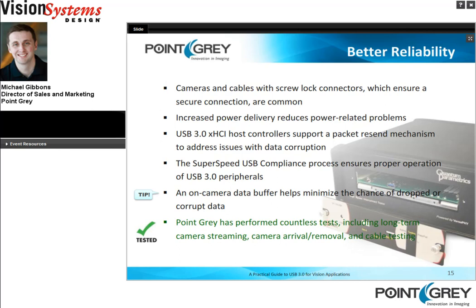The actual SuperSpeed USB compliance process itself ensures proper operation of peripherals. So cables, hubs, those kinds of things, they all go through this compliance process to make sure that they adhere to the USB 3.0 specification. One small tip: on-camera data buffers help minimize the chance of dropped or corrupt data. I'll talk a little bit about that later. They're also known as frame buffers. So again, something to look at when you're looking for cameras.